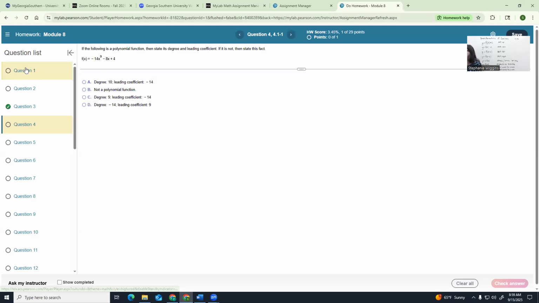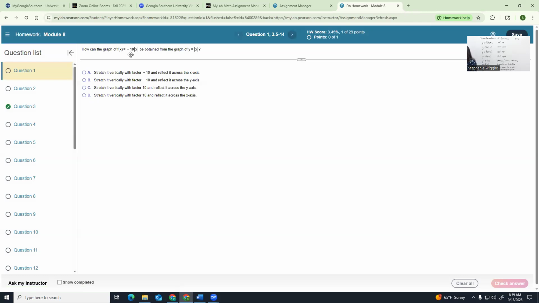Let me go up to question 1. Here we have the absolute value function, and we have negative 10 on the outside. So it's going to be stretched vertically by a factor of 10, and it's going to be reflected across the x-axis.